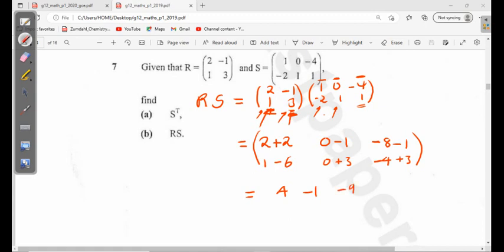So that is going to be for this one. That's how you multiply matrices. Always make sure that when you're multiplying, you multiply a row with a column.